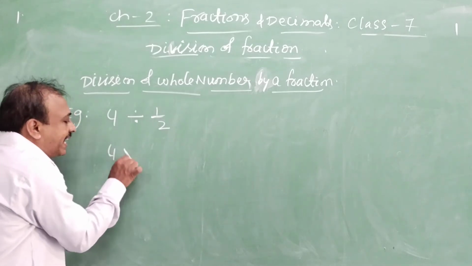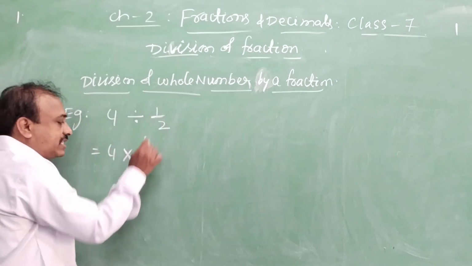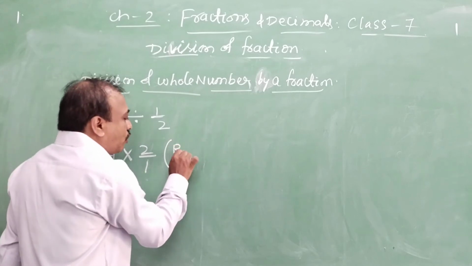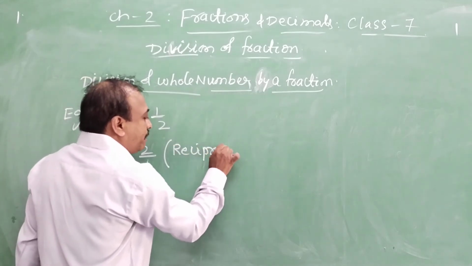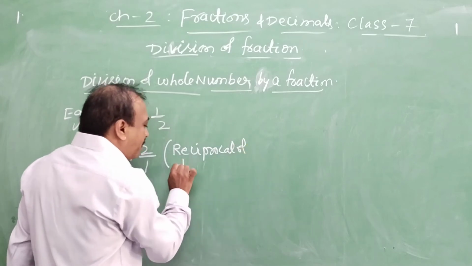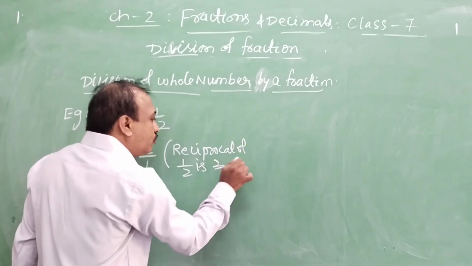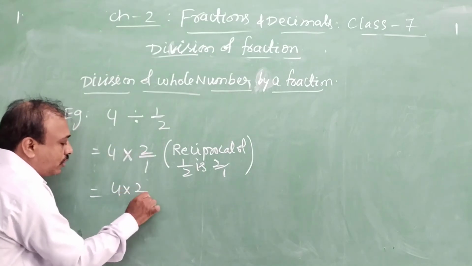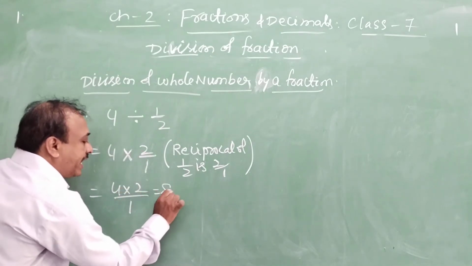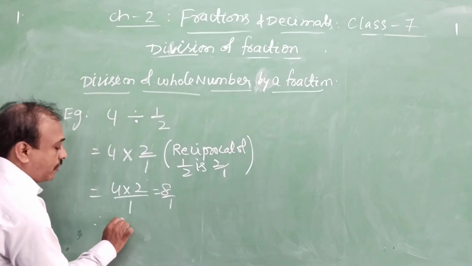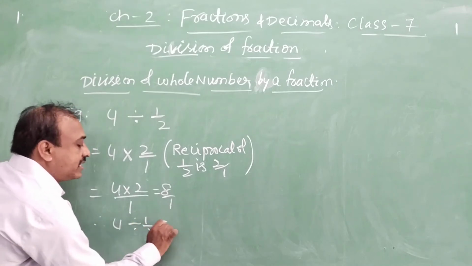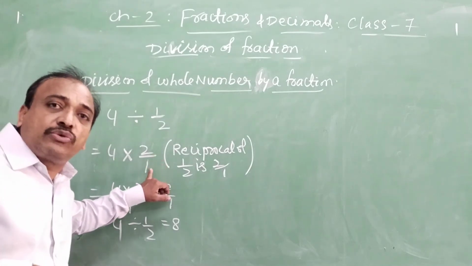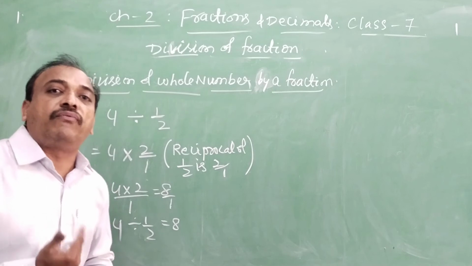Multiply. So 4 into the reciprocal, 2 by 1. How did you get this 2 by 1? The reciprocal of 1 by 2 is 2 by 1. Now, as we know, 4 into 2 by 1 equals 8 by 1. Therefore 4 divided by 1 by 2 equals 8. 4 into 2 by 1: how did we get this 2 by 1? It is the reciprocal of 1 by 2.